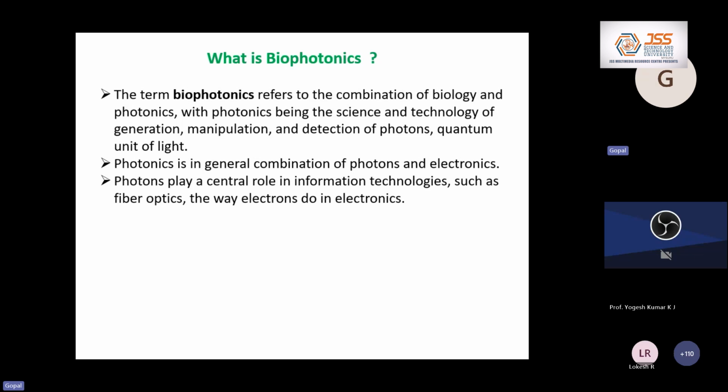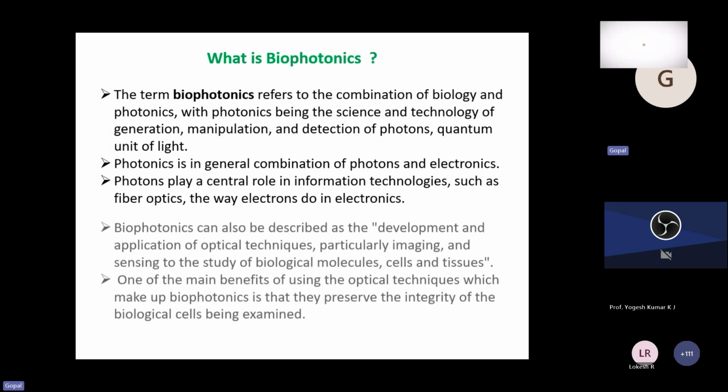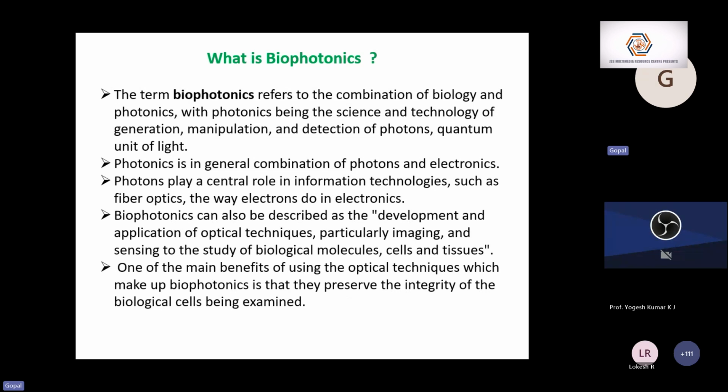Biophotonics refers to the combination of biology and photonics, with photonics being the science and technology of generation, manipulation and detection of photons, the quantum of light. Photonics is a combination of photons and electronics, because both are required. Photons play a role in information technology such as fiber optics, the way electronics does. Biophotonics is the development and application of optical techniques, particularly in imaging and sensing, to the study of biological molecules, cells and tissues, and now you can extend it to medical as well.